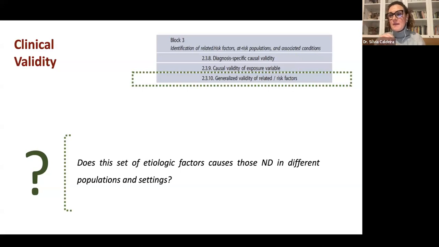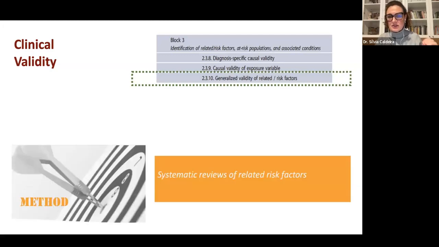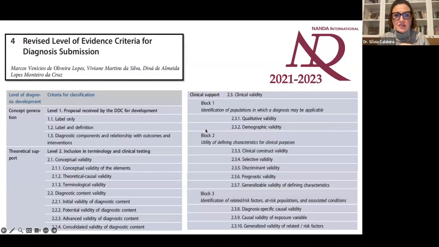And this is a more complex perspective on research, but very useful for us for clinical nursing decision-making and for planning interventions. So we can do systematic reviews of related risk factors, and we have guidance for that. The Joanna Briggs Institute, for example, has specific guidance for this kind of systematic review, and I think this could be very helpful for those who are interested in this kind of research.